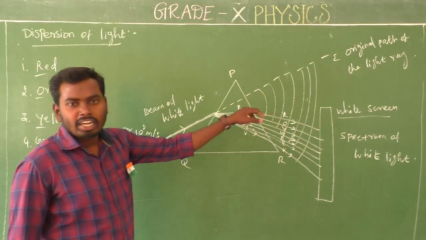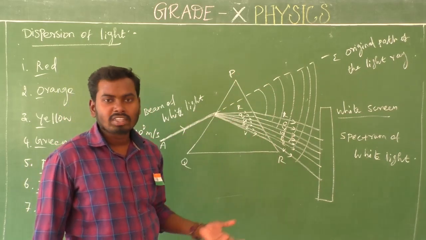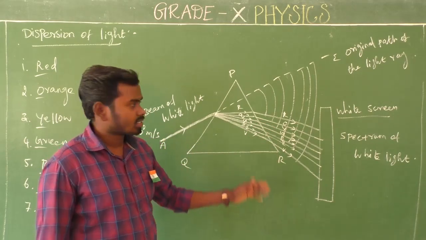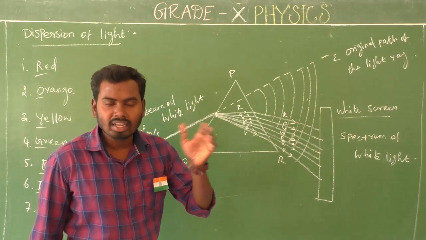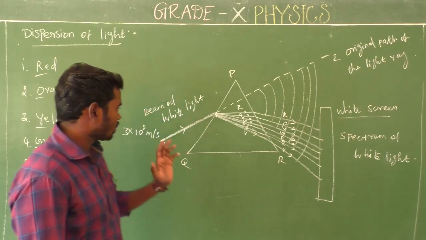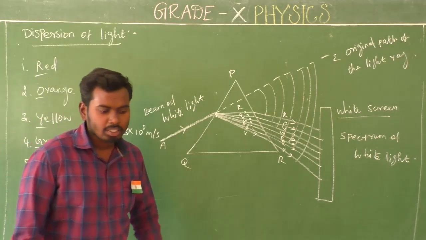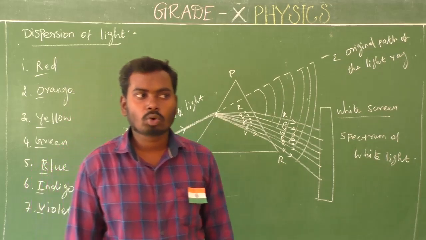Here which light deviates maximum amount? Violet color deviates maximum amount, and which light deviates less amount? Here the red light deviates less amount, because the angle of deviation is based on the light speed inside the glass prism. Is it clear? So that's all about dispersion of light.